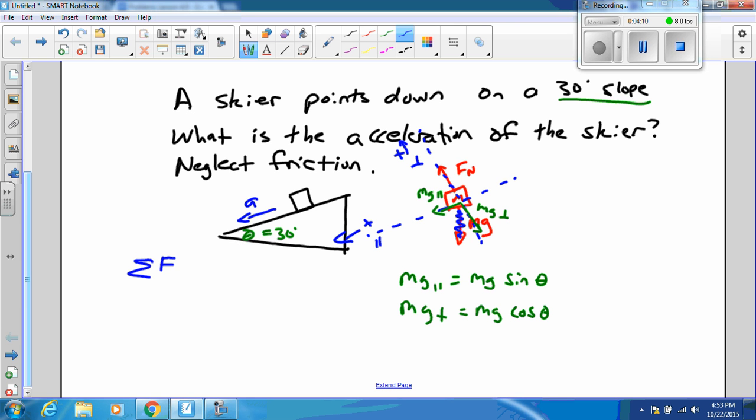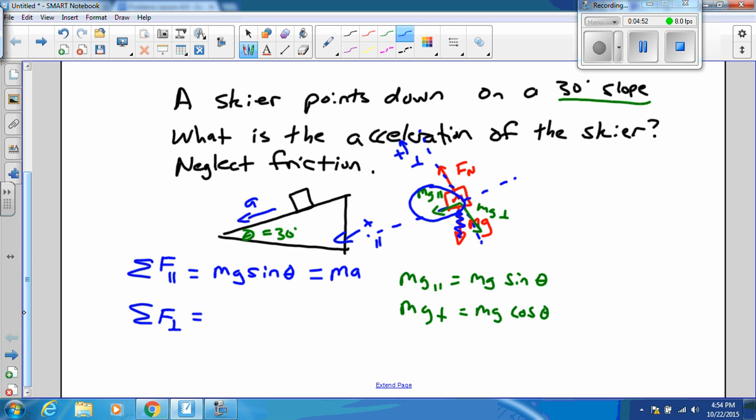Newton's laws. And we're going to do sum of forces in the x direction, which is the parallel direction, and we're going to do sum of forces in the perpendicular direction, because those are our axes. In the parallel direction, we have only one force operating, and that is mg parallel. So our sum of forces is equal to mg sine theta. And because we know the skier is accelerating down the slope, that sum of forces is equal to mass times acceleration. We're using Newton's second law.